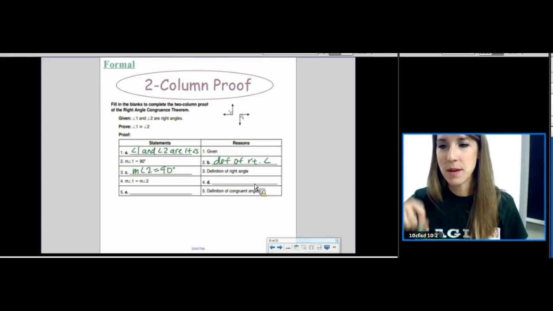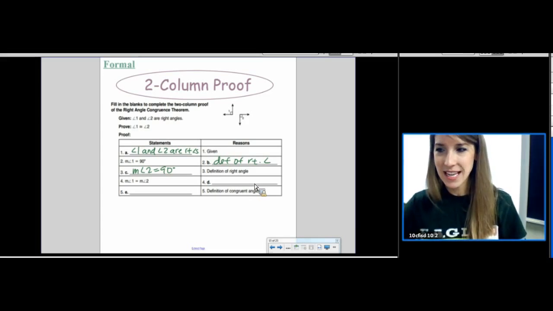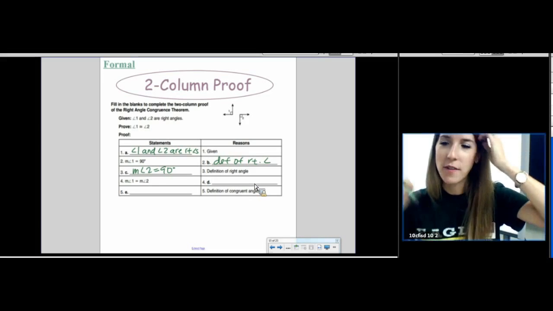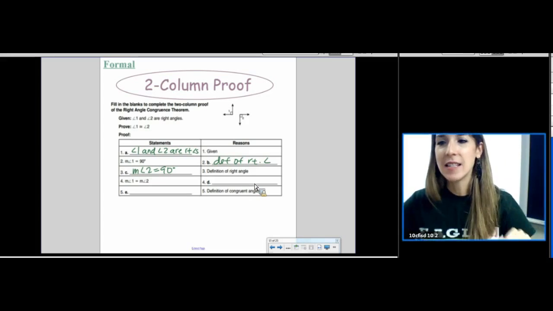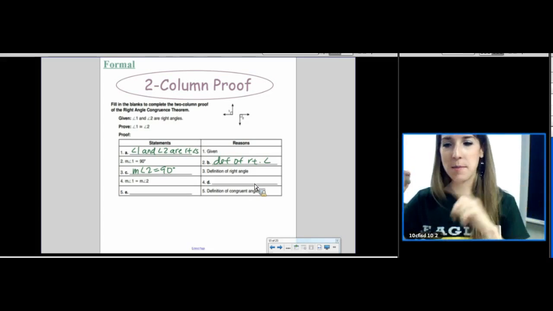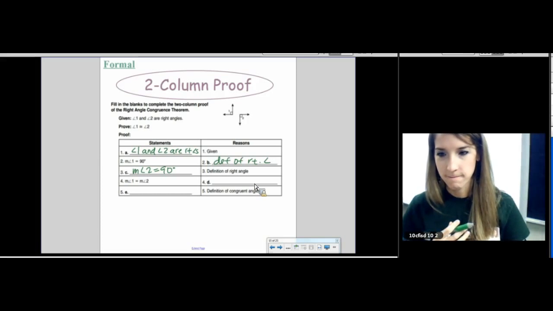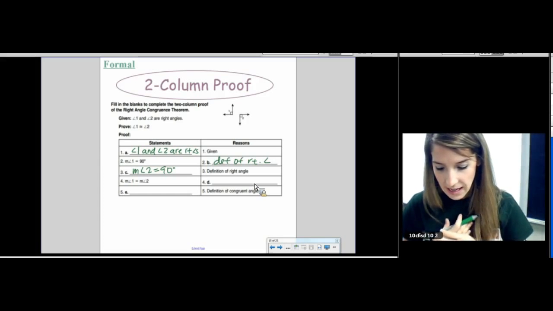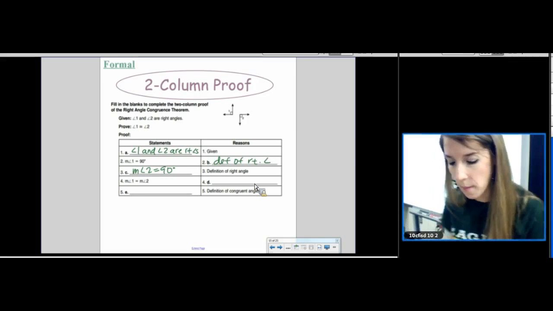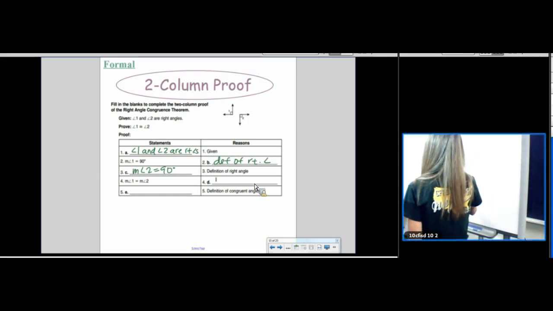If A equals B and B equals C, then A equals C. If the measure of angle 1 is 90, and 90 is the measure of angle 2, then the measure of angle 1 equals the measure of angle 2. It is the transitive property. It's number 3, transitive.